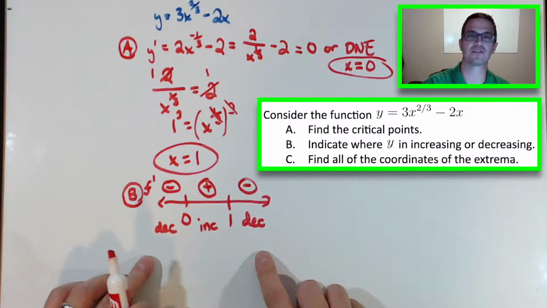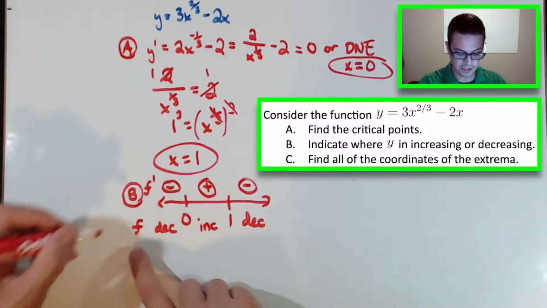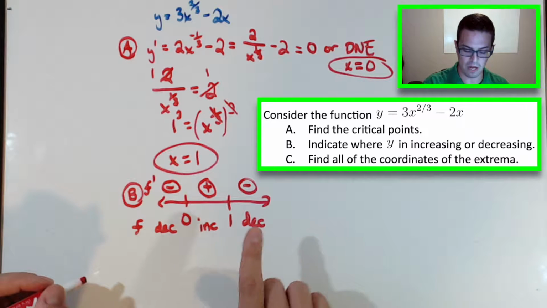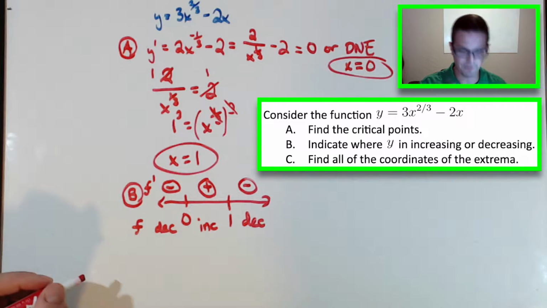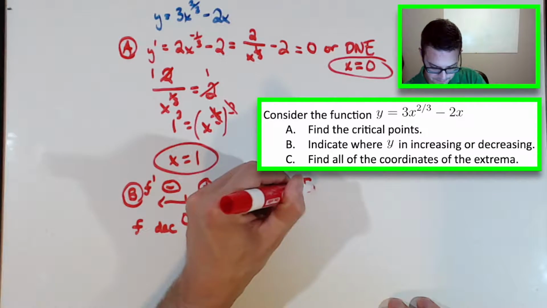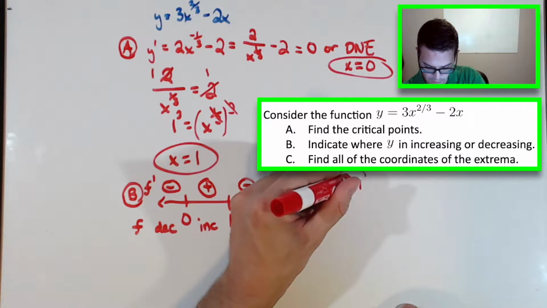Okay, so this kind of answers our question, what are the intervals in which it's increasing and decreasing? So the function is decreasing from negative infinity to 0, increasing from 0 to 1, and then also decreasing again from 1 to infinity. So I'm going to write that in interval notation. So it's increasing from 0 to 1, so 0, comma 1.